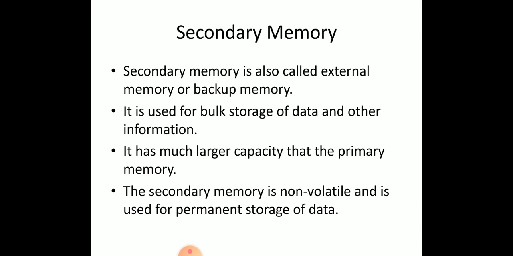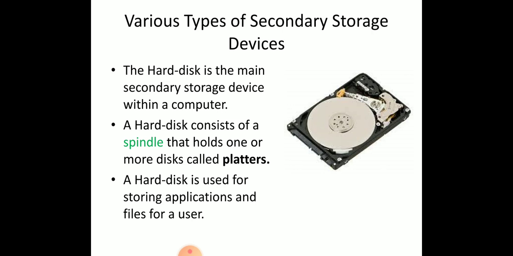The secondary memory is non-volatile and is used for permanent storage of data. That means in secondary memory you can store large number of data and it's permanent. It does not get lost, okay? It gets stored permanently. Various types of secondary storage devices. Now we will see about the secondary storage devices, all the external memory devices. First we will see about the hard disk.